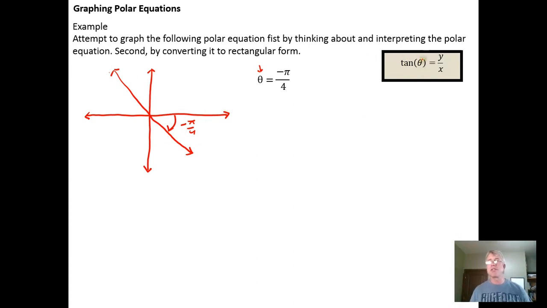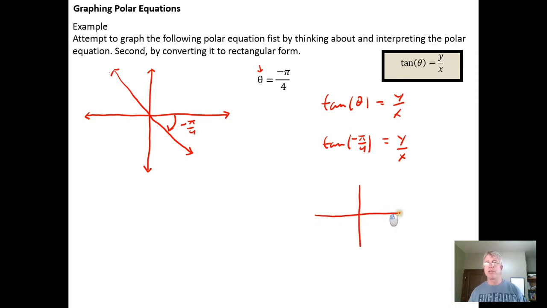We could use the tangent of theta equals y over x to convert it into the rectangular coordinate system to verify that result. So if we know the tangent of theta equals y over x, then if theta is negative pi over 4, then the tangent of negative pi over 4 needs to equal y over x. But what is the tangent of negative pi over 4? Well, if you think about where you are located on the unit circle, if you're at an angle of negative pi over 4, then the xy coordinates associated with that angle are x equals 1, y equals negative 1. So the tangent of negative pi over 4 is just going to equal negative 1 over 1, which is negative 1.